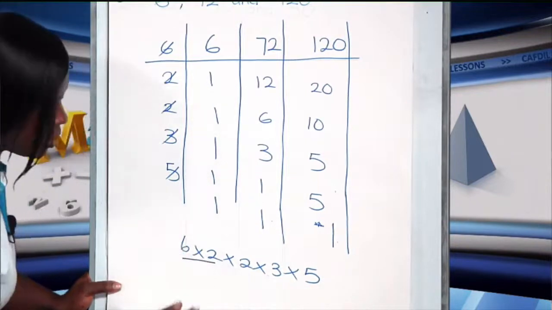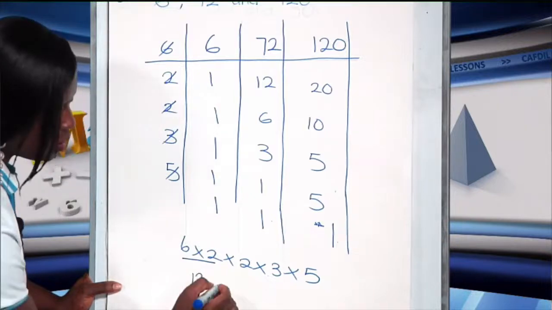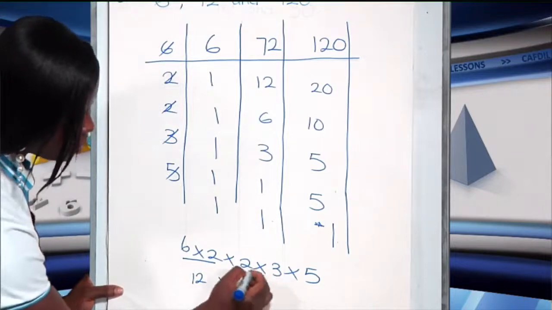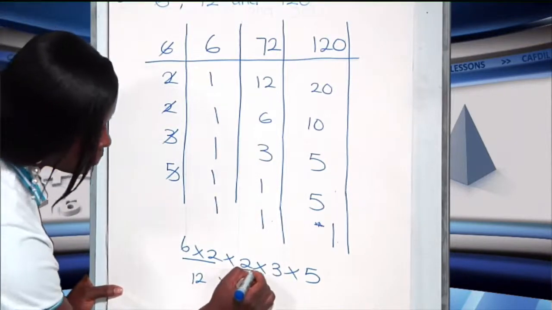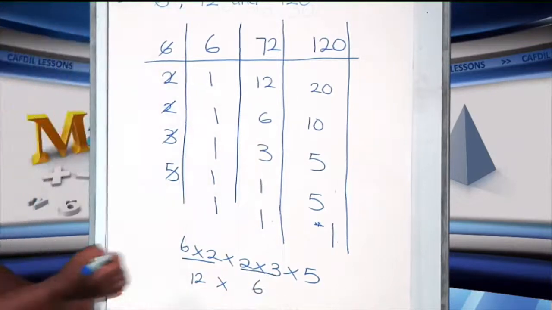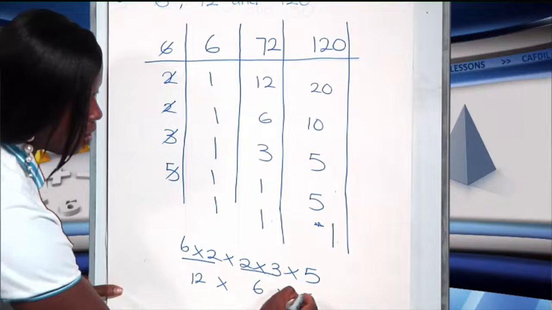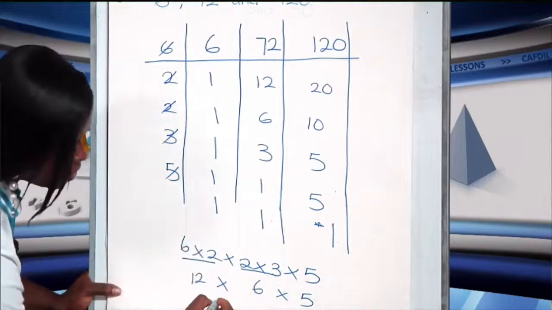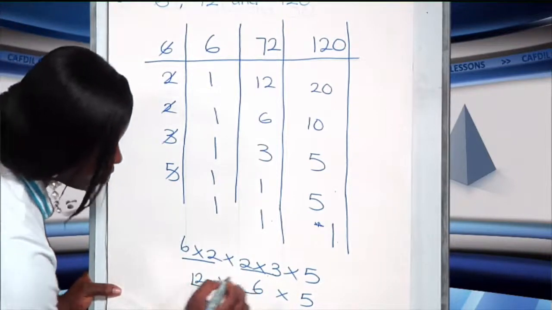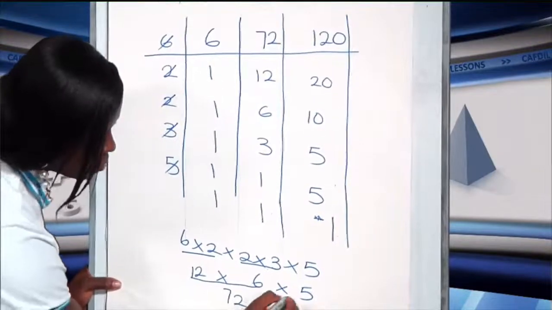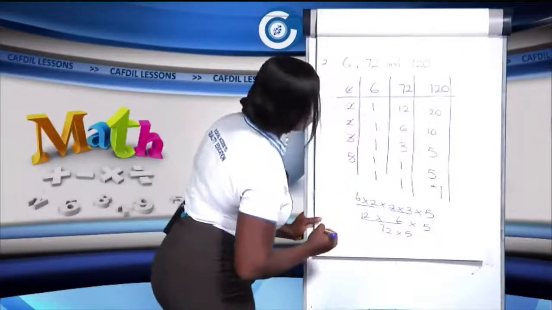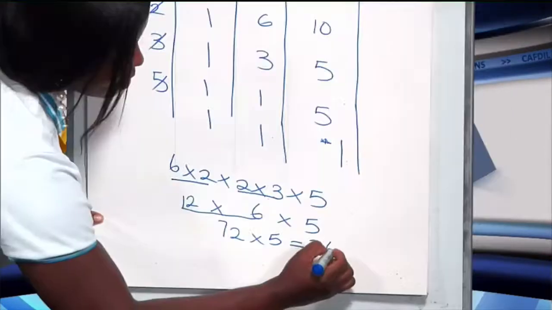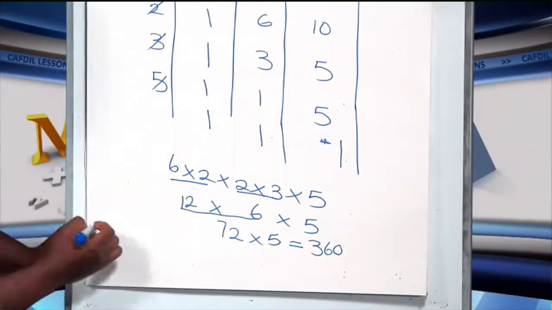6 times 2 will give us 12. Let's bring our sign. And here, 2 times 3 will give us 6. Let's bring the 5. So we have 12 times 6 times 5. 12 times 6 will give us 72. This will give us 72 times 5. And 72 times 5 will give us 360.